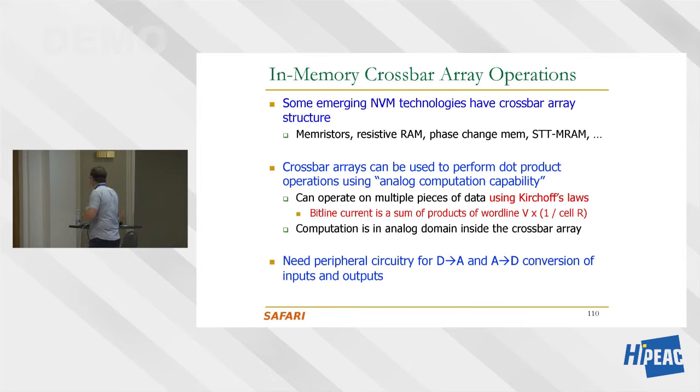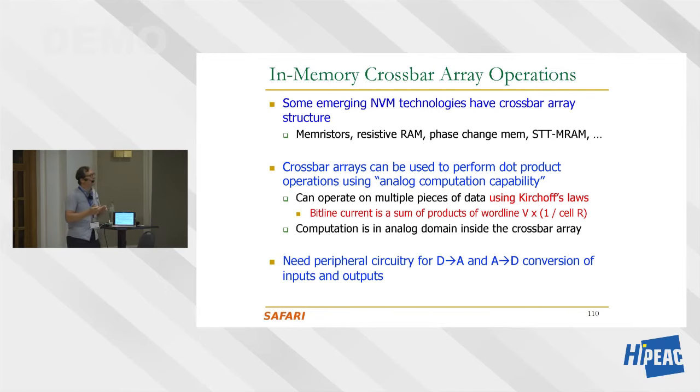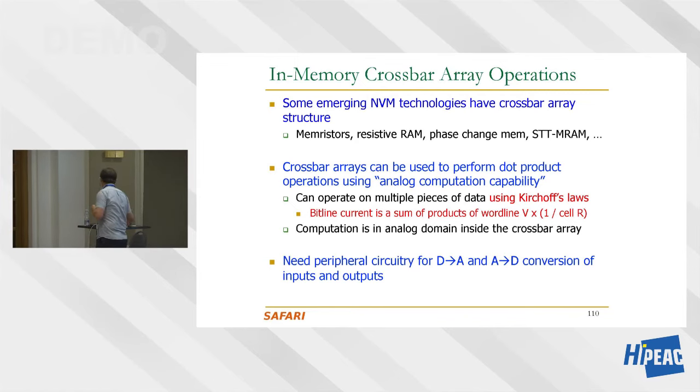I will mention emerging memory technologies a little bit because I think it's important to think about them, as I mentioned earlier. Basically, emerging memory technologies have some other capabilities that I believe DRAM and Flash are not capable of, which is matrix vector multiplication in the analog domain. And the reason is they have this crossbar array structure, which I'm going to show. They can basically operate on multiple pieces of data, again using analog computation rules, using Kirchhoff's laws. And the main principle is that the bit line current that you will get is a sum of products of the word line voltage times the cell conductance, or 1 over resistance of the cell.